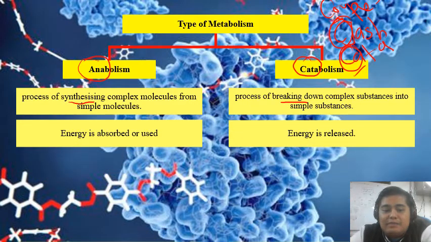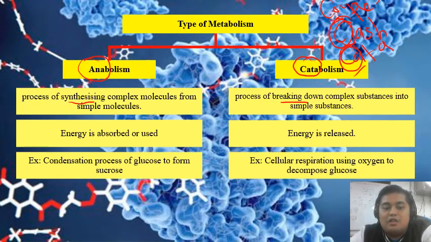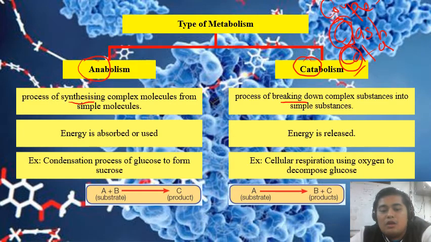Okay, for anabolism, energy is absorbed while catabolism releases energy. So, example of anabolism is condensation process of glucose to form sucrose, and for catabolism is cellular respiration using oxygen to decompose glucose. So, bila anabolism dia daripada dua substrate untuk membentuk satu produk. Manakala untuk catabolism pula daripada satu substrate dia membentuk ataupun membahagi untuk menjadi dua produk.